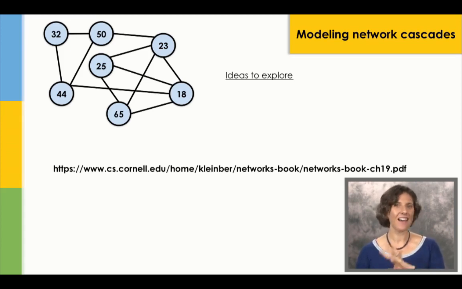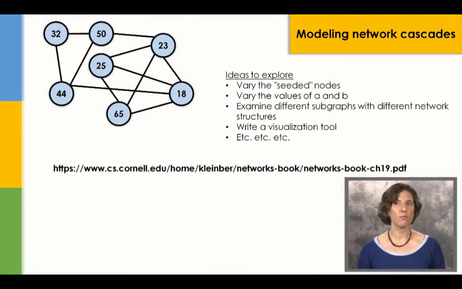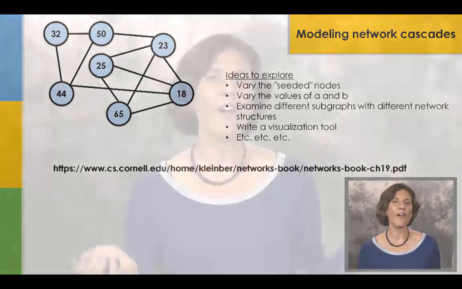And it's got a whole bunch more ideas that it can seed you in your exploration of the Capstone project. So you might vary which nodes you seed with information. You might vary the values of A and B. You might examine different subgroups within different network structures. So take subsets of the Facebook data that we're giving you and see what happens as information flows. You might write a visualization tool. All of these would be great ideas to explore for your Capstone project. And we hope that we've given you some ideas for exploration.